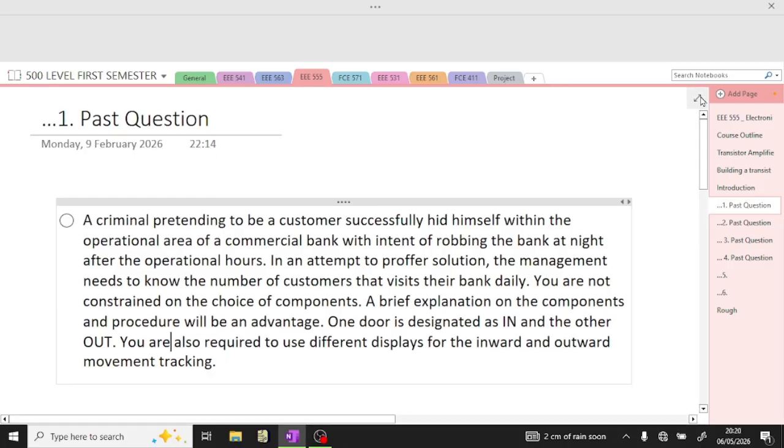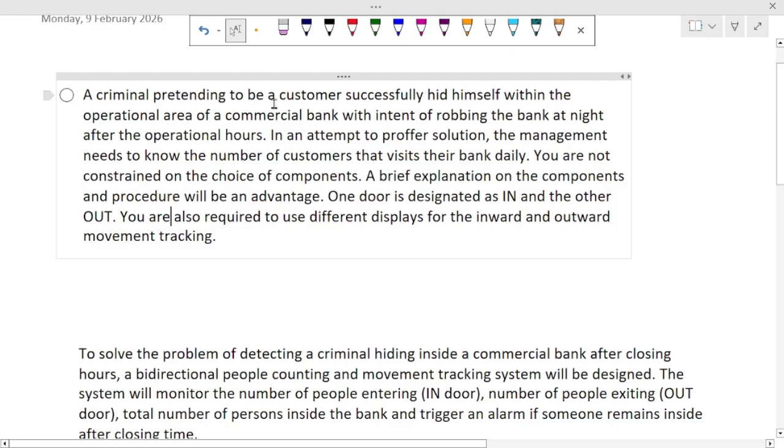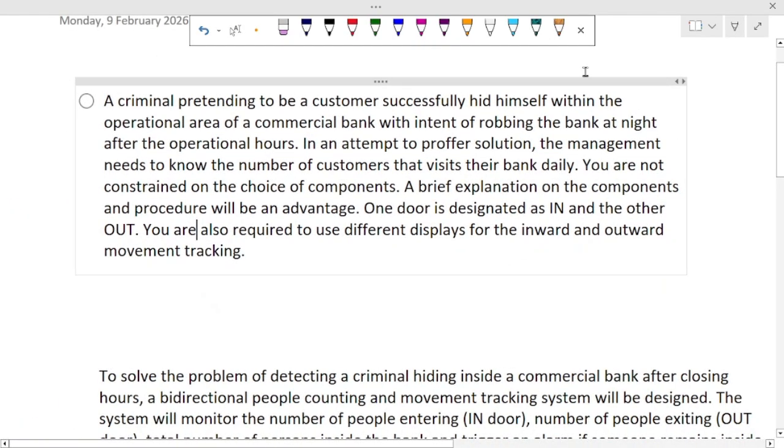So for this particular one, a criminal pretending to be a customer successfully hid himself within the operational area of a commercial bank with the intent of robbing the bank. Please, guys, no matter how we read this, put your mind on what you are asked to do. Don't worry about the story, whether it's a criminal or not. Just put your mind on what you're asked to do, okay?